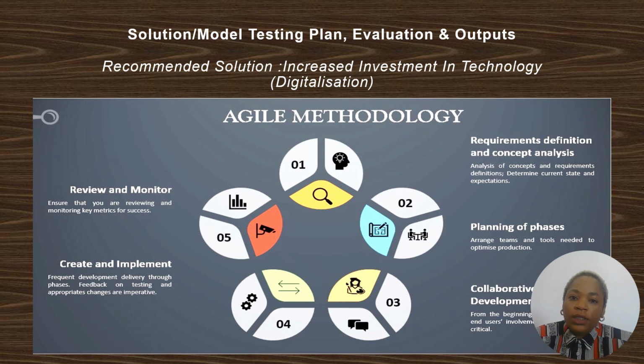It's during this stage that you sit and determine the objectives and the expectation with the current state of the business. We go to stage 2, which is the planning process. This planning process involves putting in the men, the materials, and all the things that are needed to achieve this process. The third one will be the collaborative design and development.